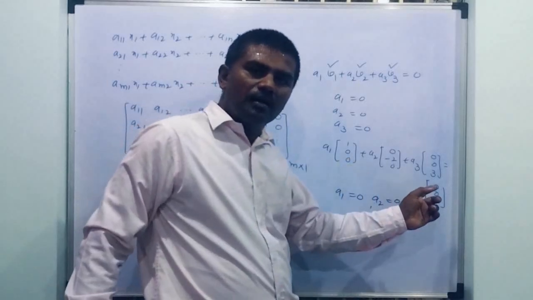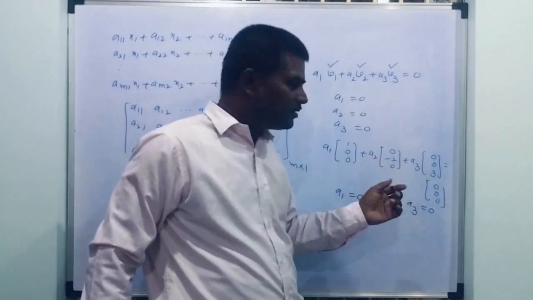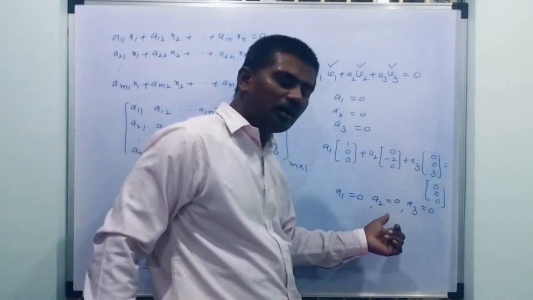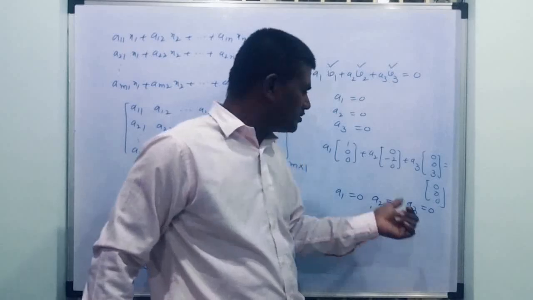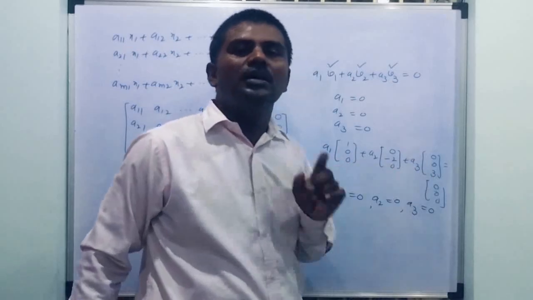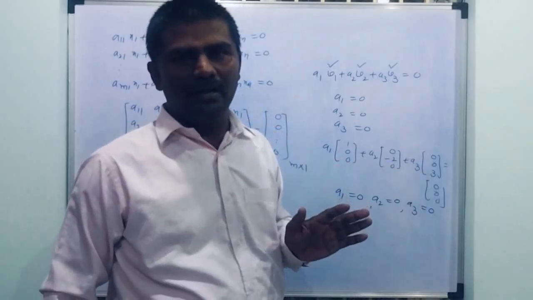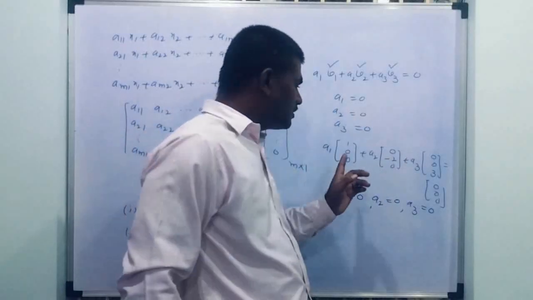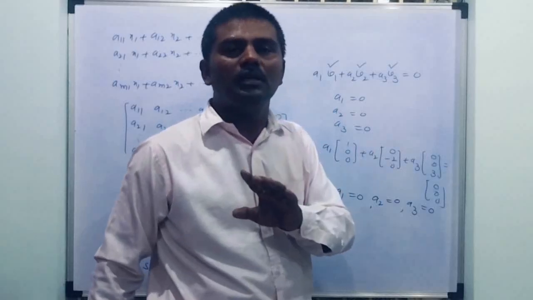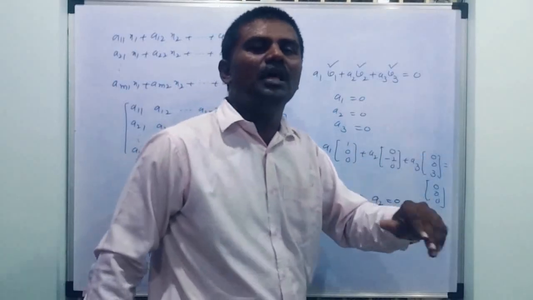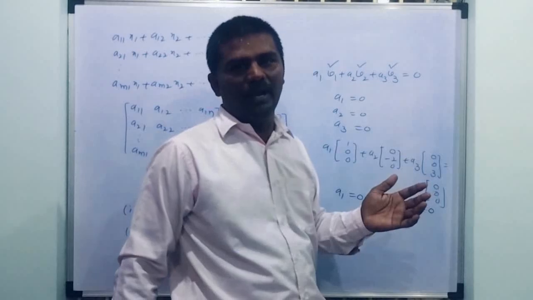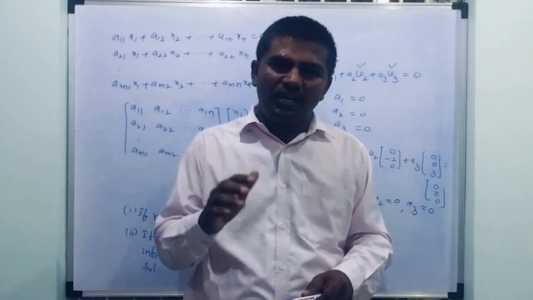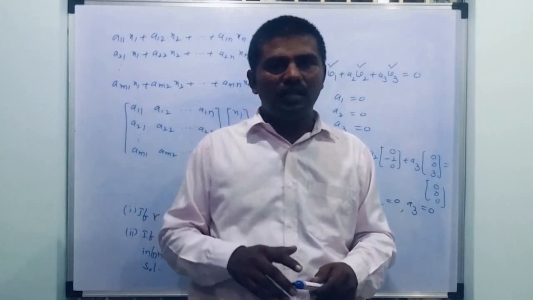From this calculation, you notice that when the linear combination of these three vectors is equal to 0, all the constants are 0. So these three vectors are called linearly independent. If any one scalar is non-zero, then you can say that these are not linearly independent, which means they are linearly dependent. Let us solve some examples for finding the trivial solution and non-trivial solution.